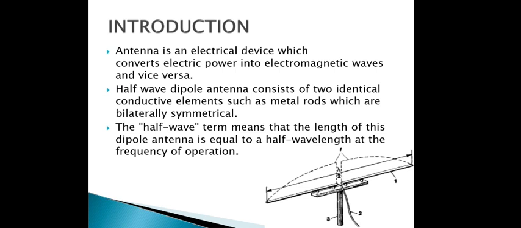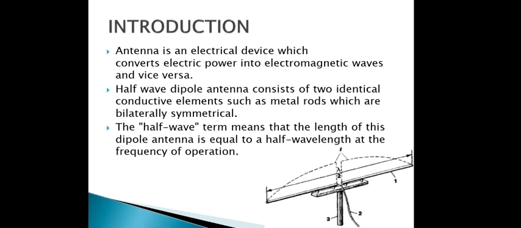The half-wave dipole antenna consists of two identical conductive elements, as you can see in this figure, such as metal rods which are bilaterally symmetrical. Both are the same, and the term half wave means that the length of this dipole antenna is equal to half the wavelength at the frequency of operation. For example, take an operating frequency of 300 megahertz. What is the wavelength of that signal?